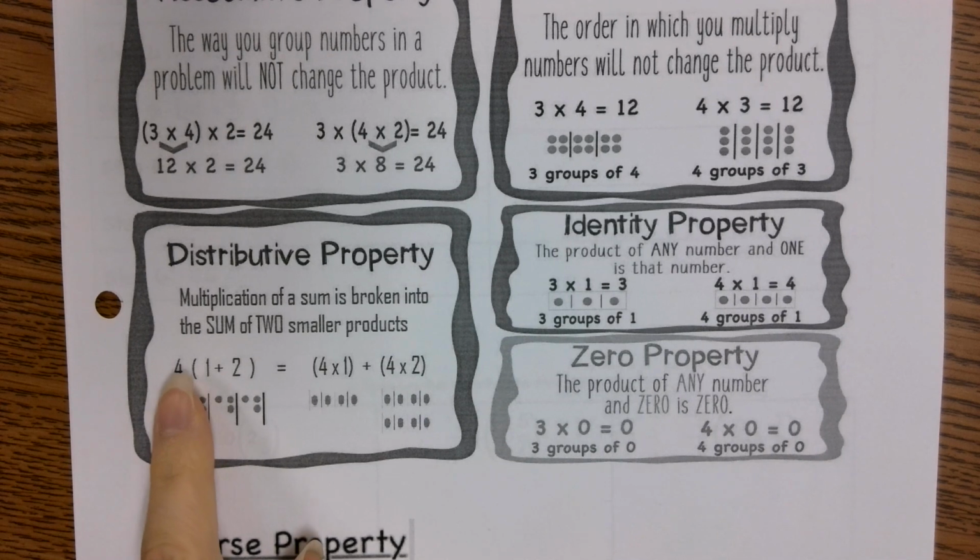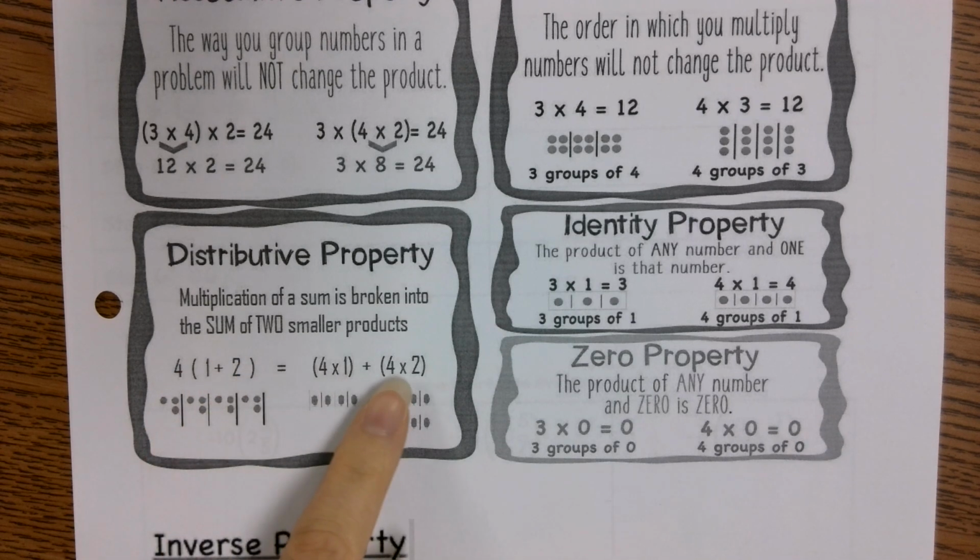So for example, if we've got 4 times the quantity of 1 plus 2, then that means I can do 4 times the 1, and I can also do 4 times the 2, and then I can take the sum of those products together.